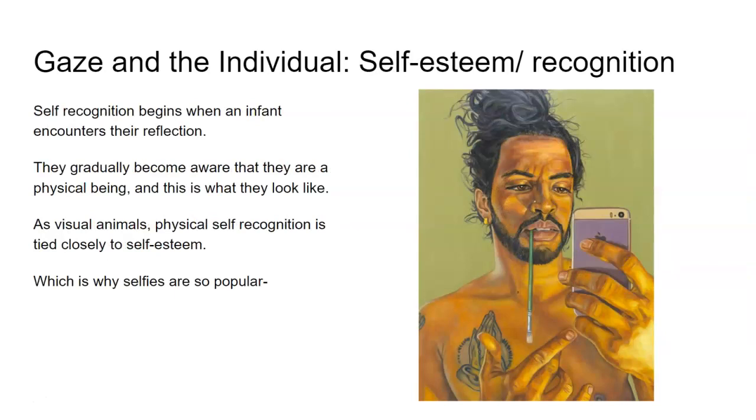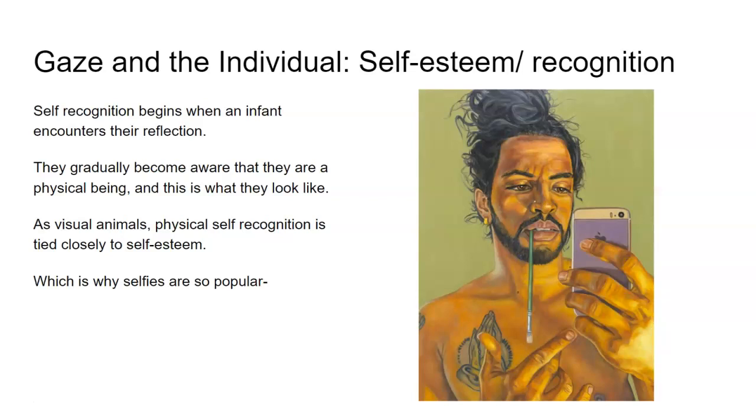Gaze in the individual, self-esteem and recognition. So your self-recognition begins when an infant encounters their reflection. And this is true for animals as well. If you've ever had a puppy and put a mirror in front of it for the first time, it doesn't realize that it's not its own reflection. It thinks it's another dog, and then it gradually comes to the realization of, wait a minute, that's just me.